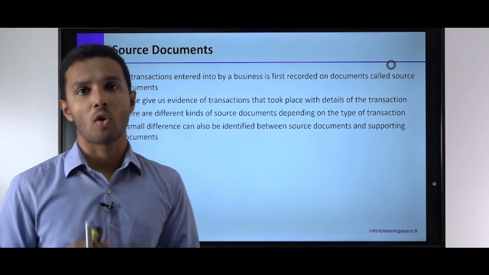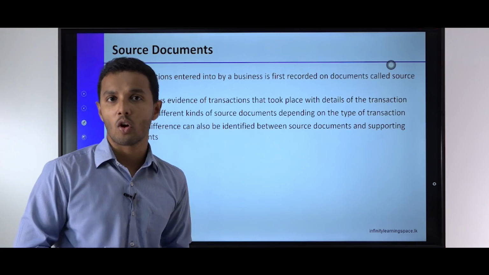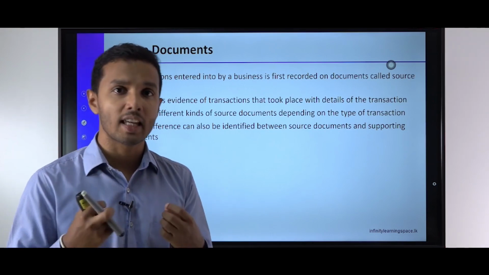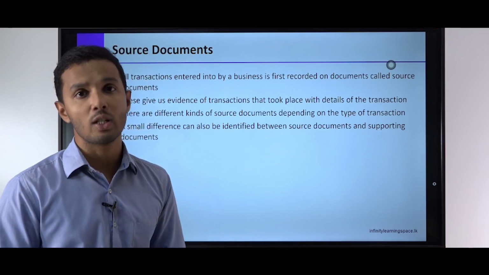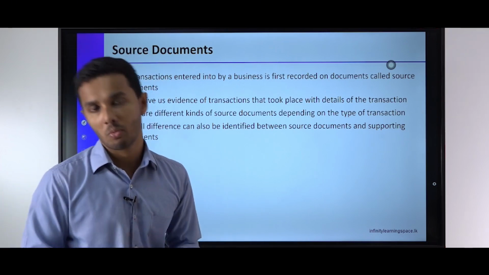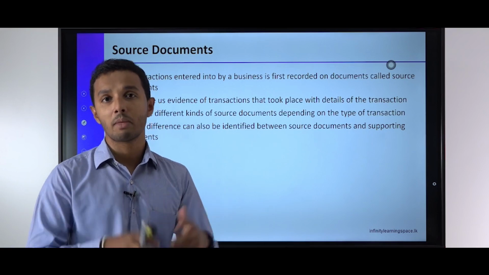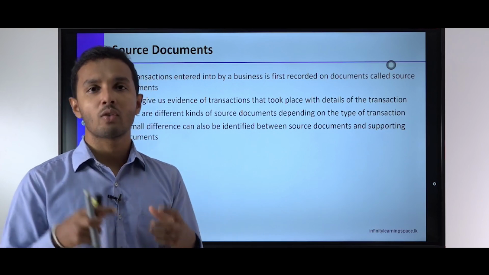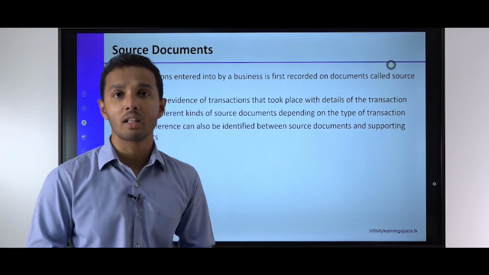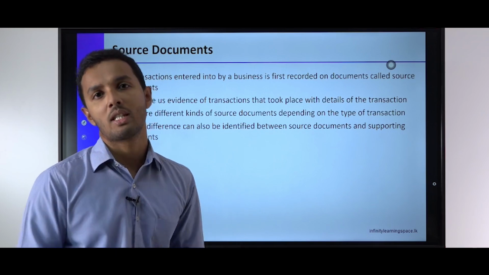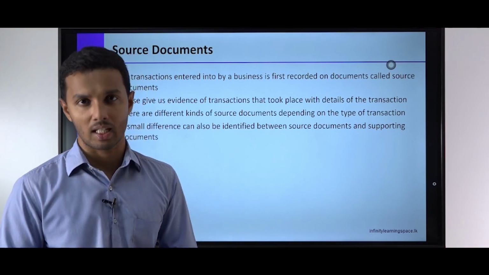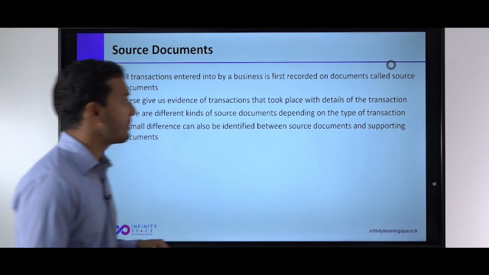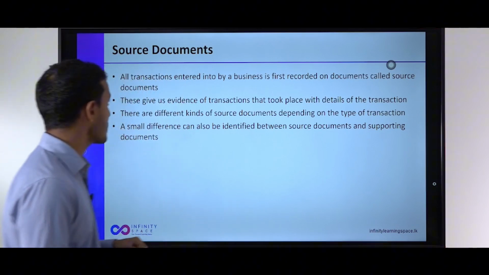So this purchase invoice, the payment voucher and the sales invoice are all what we call source documents. Those are documents that give us evidence about transactions entered into by a business. Without those documents, we can't really be sure that a business entered into a transaction. So those documents, the purchase invoice, the payment voucher, the sales invoice and many more, give us evidence or proof that a business entered into those transactions. That's our first step. All transactions entered into by a business are first recorded on documents called source documents.